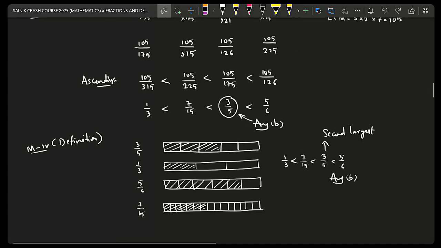Sir, can't we do cross multiplication? Cross multiplication also we can do, but it can be applied only between two fractions. We cannot apply it on four fractions at a time. Because in cross multiplication we take two numbers, but when four numbers are there, how will you do cross multiplication? Which denominator, which numerator? You have to check two numbers at a time. Okay? Abhyuday, any doubt?